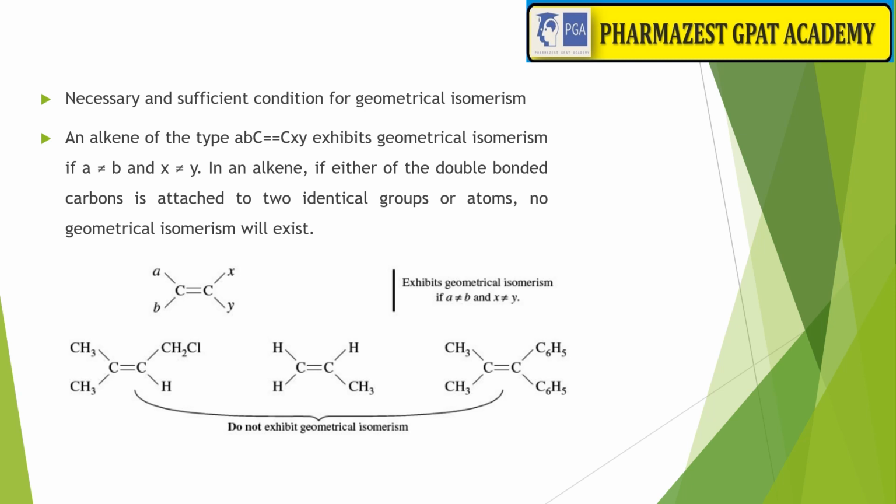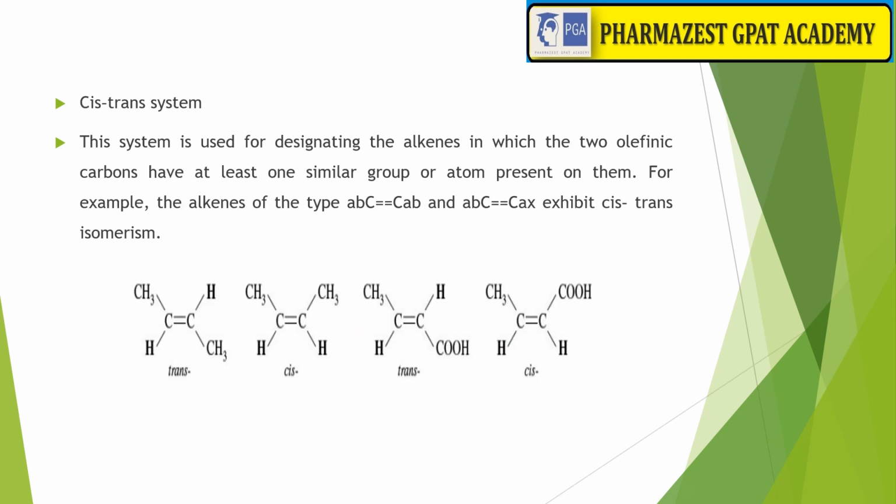Next, coming to necessary and sufficient condition for geometrical isomerism. An alkene of the type AB C double bond CXY exhibits geometrical isomerism if A is not equal to B and X is not equal to Y. In alkenes, if either of the double bonded carbons is attached to identical groups or atoms, geometrical isomerism will not exist. Okay, for example, A and B, and X and Y should not be equal. If any such same groups are attached, then geometrical isomerism will not be seen in such kind of alkene moieties.